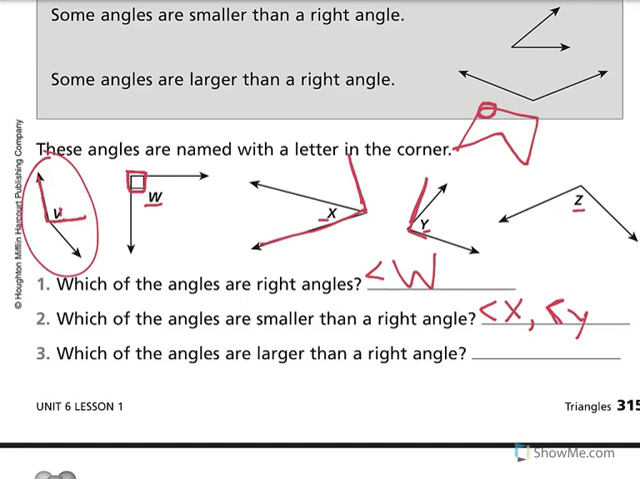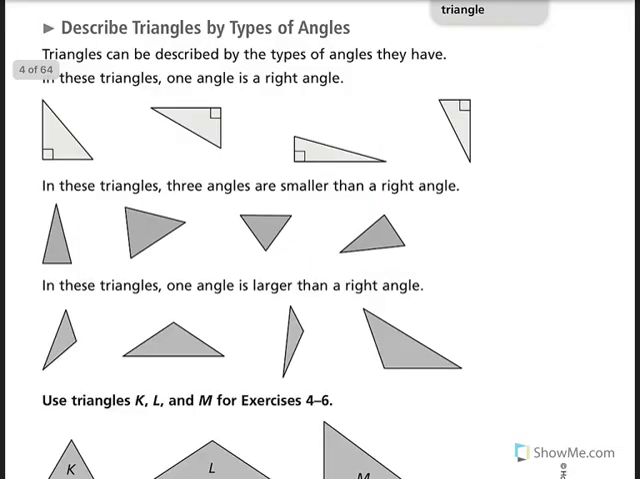So does V and... Yeah, so, okay, so number 3, which of the angles is larger than a right angle? That would be angle V. Angle Z. Great. All right, now on this page we're talking about triangles.